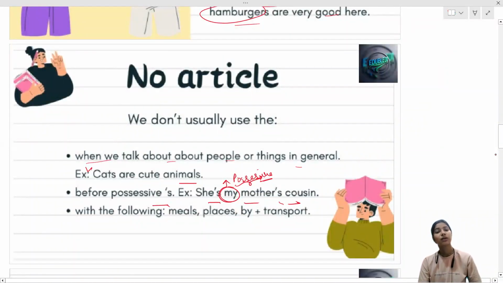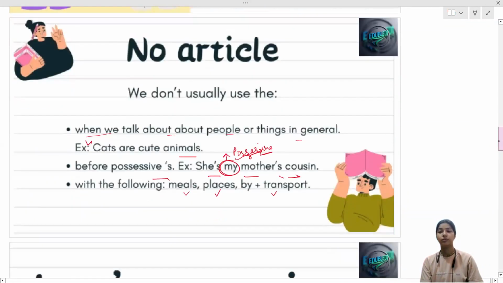Okay? With the following means, places, and transport. Places which are common, which are general, obviously not the places which are specific, like Taj Mahal, Qutub Minar. Not for these, but the places which are very general, which are very common, there we don't use the.